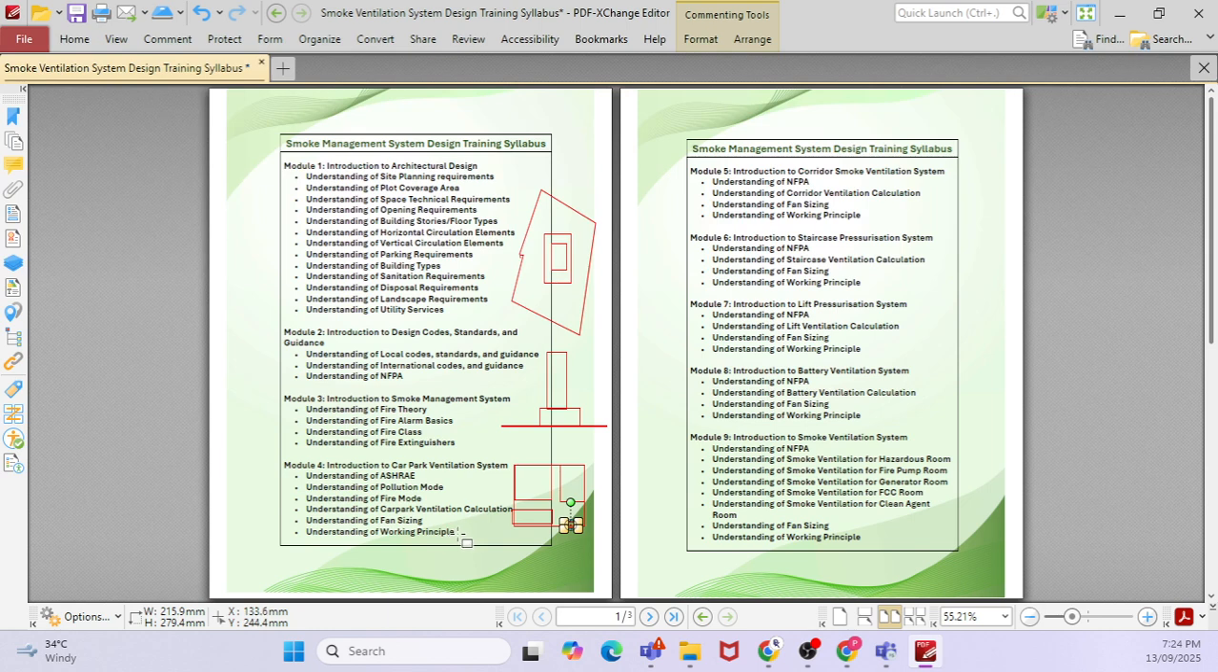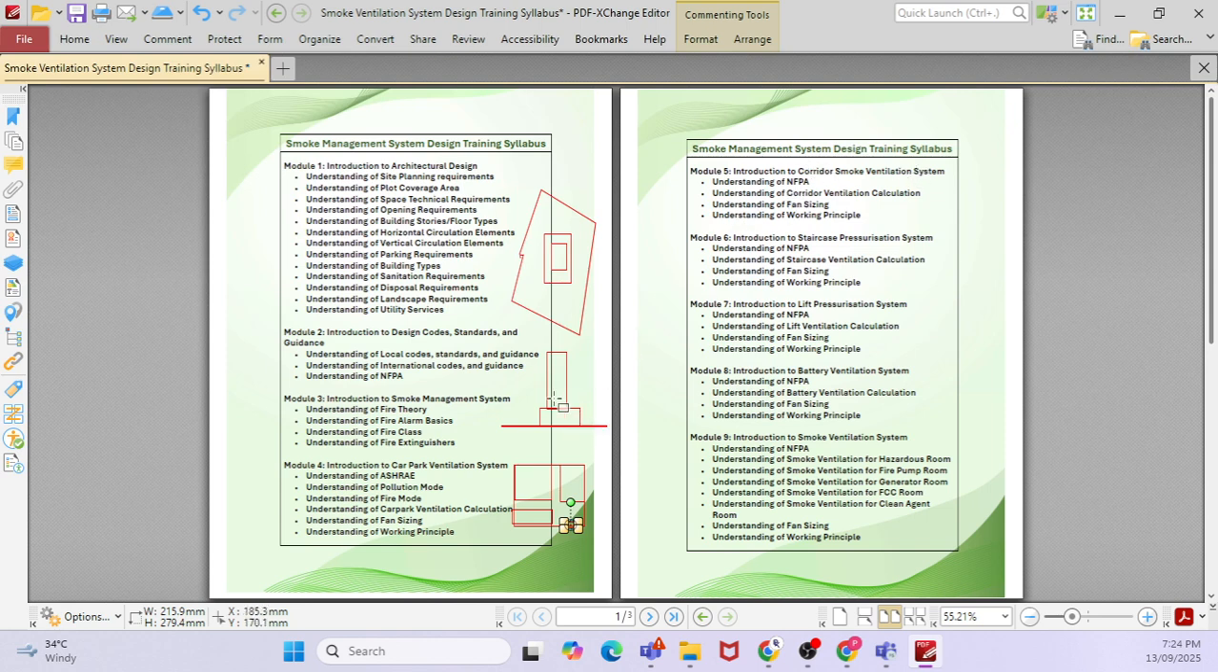Similarly, the corridor smoke management. Say for example, I have a tower project. I have a basement, so in the basement I have a car park. I will do the car park management system, and then I have multiple floors. On each and every floor there is a corridor. In that corridor, I have to do the corridor smoke management system.